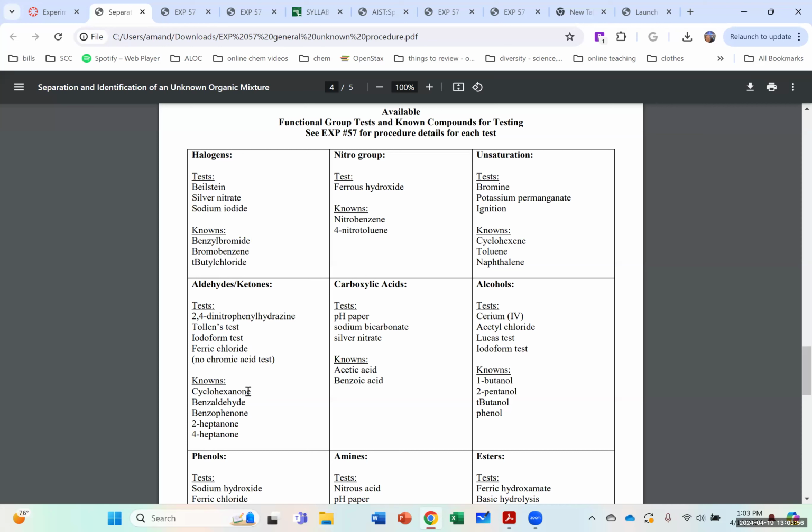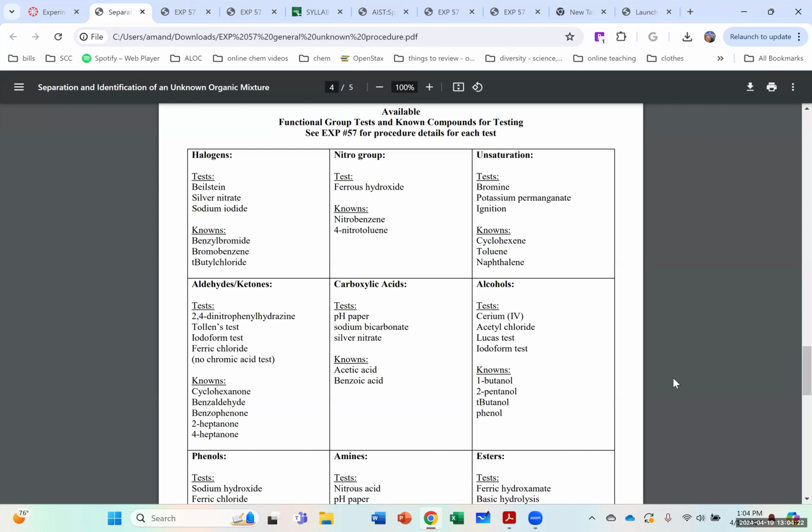But you could also go grab cyclohexanone. It doesn't have a halogen, so it would give you a negative test result. So that way you can have a negative result, you could have a positive result, and then you can compare those to yours to see what yours closely matches. So we have all of our tests, all of the known compounds that can be used. So that's what you're going to spend most of your time doing.